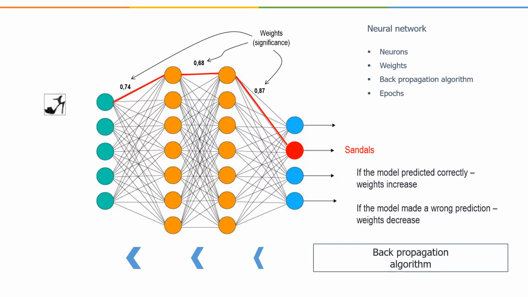And this is called backpropagation. That is, we send information back to the neural layers and say either to increase or decrease the weight, depending on whether the prediction was made correctly or not. And this movement towards changing weights occurs constantly back and forth during the training.